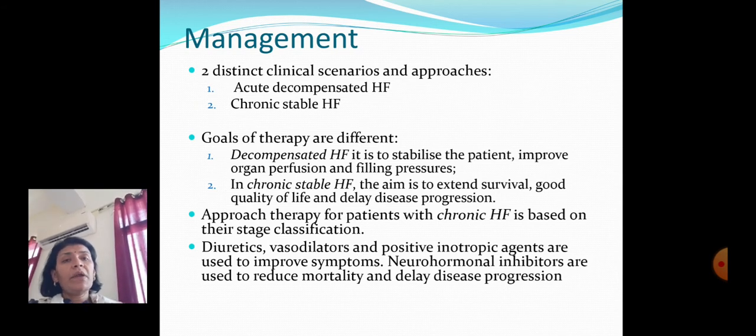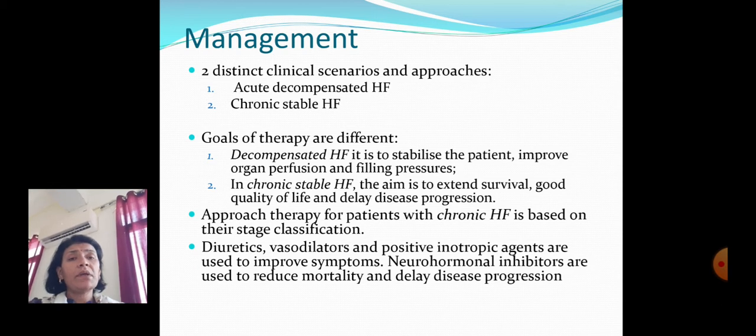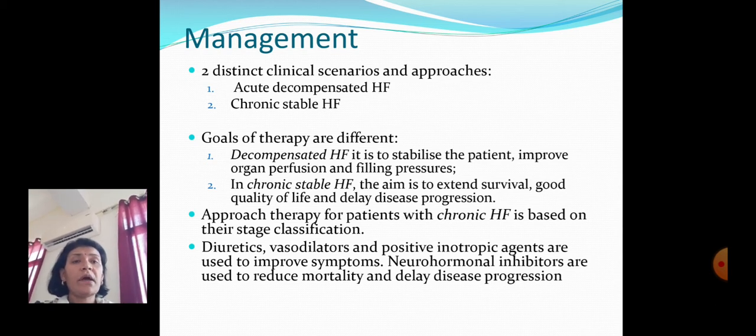Now coming to the management. There are two distinct clinical scenarios, so there are two approaches. One is for acute decompensated heart failure and the other is for chronic stable heart failure. The goals of therapy are also different.